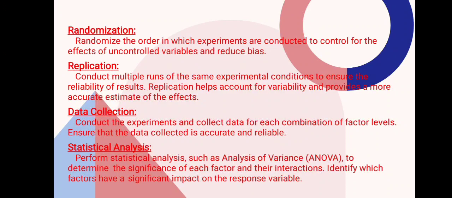Next is replication. Conduct multiple runs of the same experimental conditions to ensure the reliability of results. Replication helps account for variability and provides a more accurate estimate of the effects. So replication is one of the key ways for scientists to build confidence in the scientific merit of results. Because when the result from one study is found to be consistent by another study, it is more likely to represent a reliable claim to new knowledge.